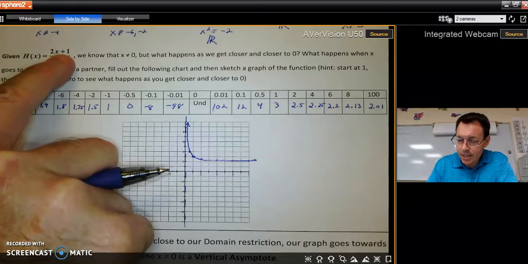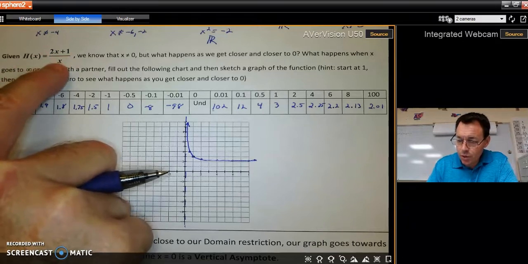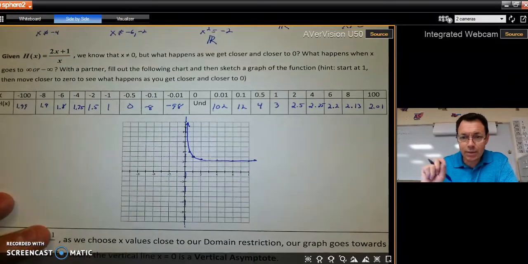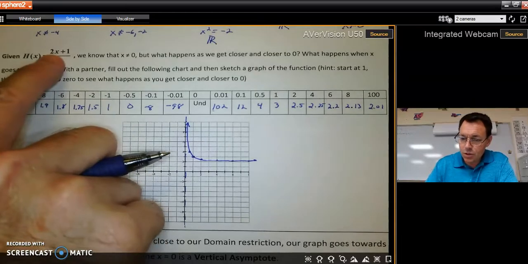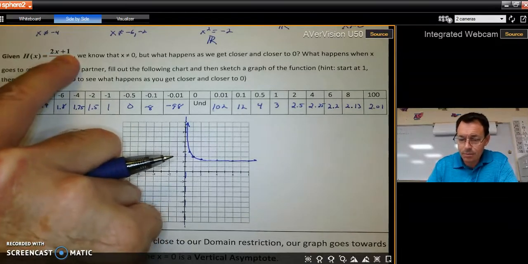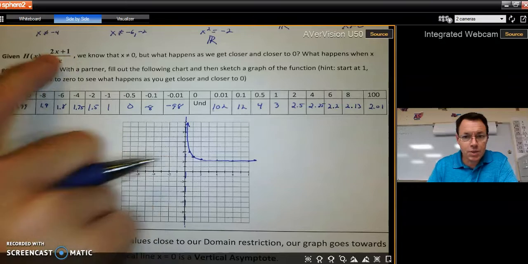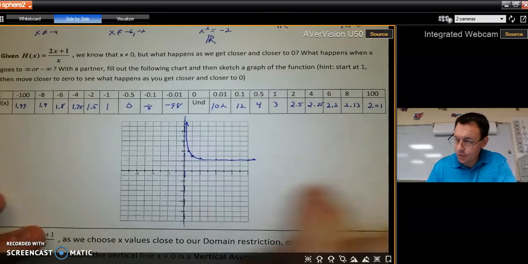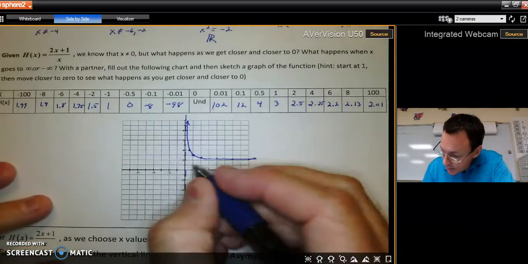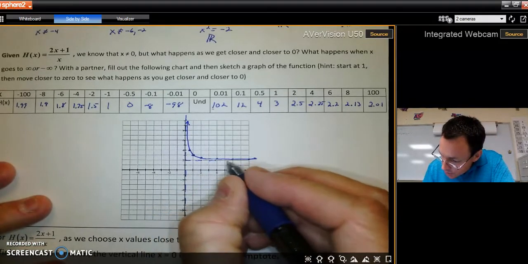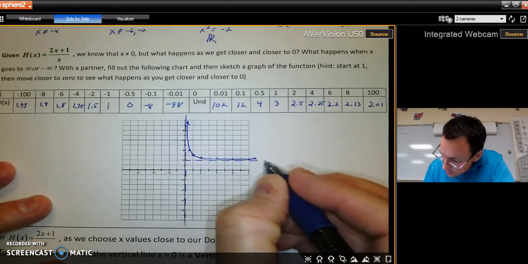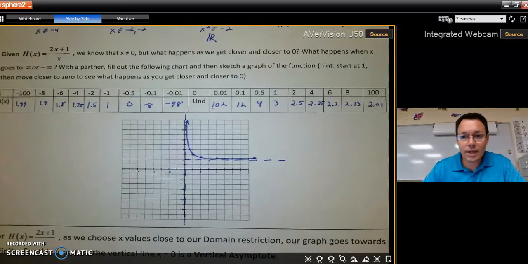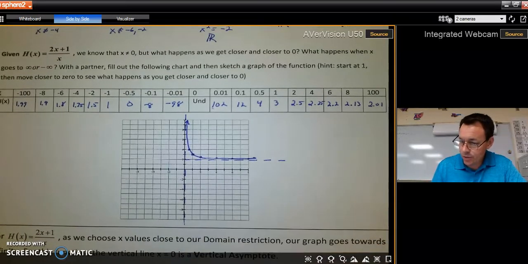Because of that little plus 1, the numerator is always going to be just a little bit bigger than 2 times x, so it's a little bit bigger than 2 times my denominator. So I'm always going to get a number bigger than 2. And my graph does something like this. It's going to get closer and closer to this answer of 2, but I'm never going to quite get there as I go out towards infinity.